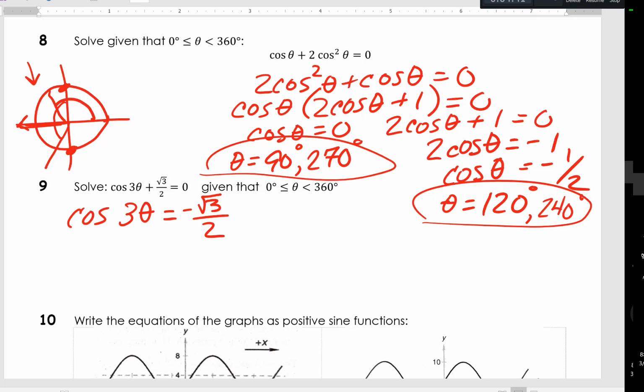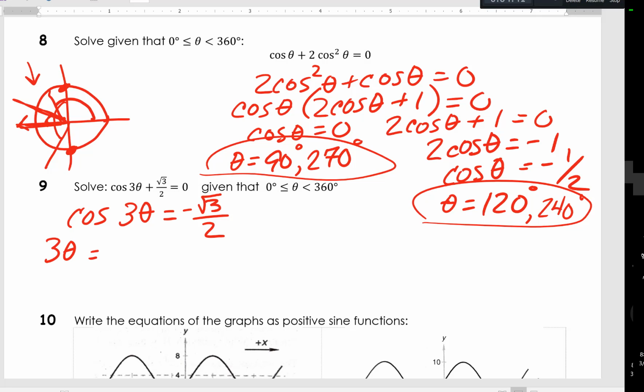All right, cosine is negative square root of 3 over 2 at any 30-degree angle on your unit circle. You only want the places where it's negative square root of 3 over 2. So that again is going to be in the second and third quadrants with the 30-degree angles over there. All right, so this 30-degree angle is 150. Sorry, it's going to be 150.